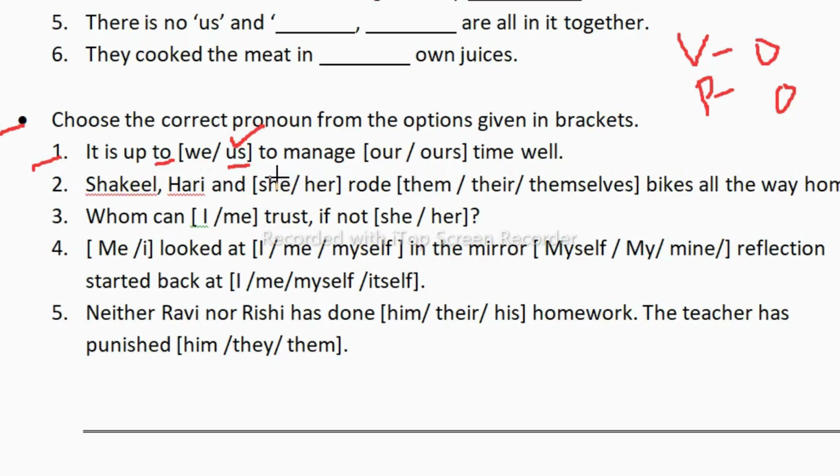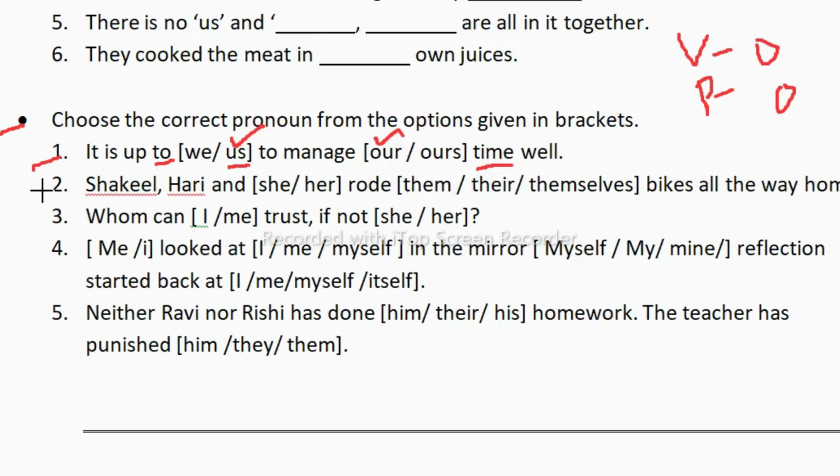Now again, to manage our time or ours time, we have to use our time, which is a possessive adjective. Ours, no, because if we use ours, then there is no need to mention any noun after it, because it acts as an object. Time is a noun, so if any noun is coming, we have to show the adjective here. So our time will be our correct answer. Now let's move to the next one.